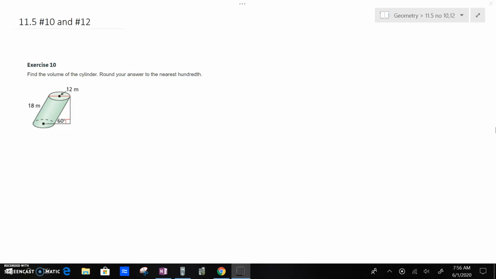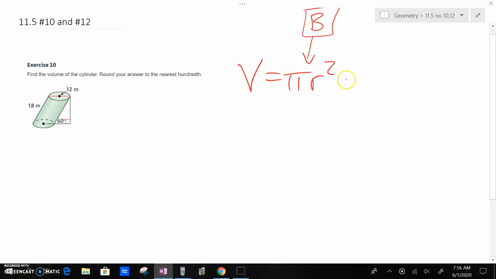So volume for a cylinder, whether it's slanted or straight up and down, is the area of the base, so pi r squared. So that's the area of the base, often expressed as a capital B, times the height. And again, pi r squared, just because it's a circle.